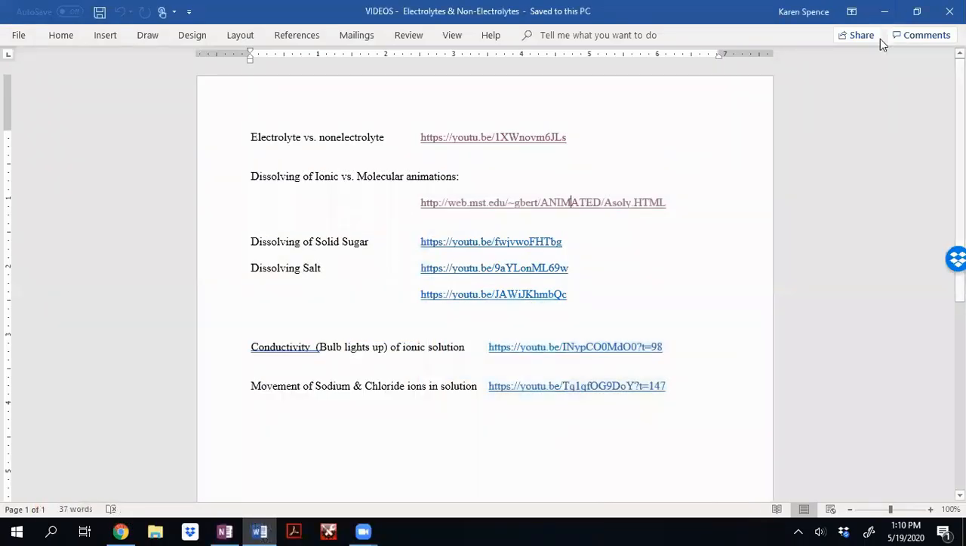let's go look at the dissolving of solid sugar, for example, because you remember that professor dissolves some sugar. And so let's go take a look at what actually happens at a molecular level when we're dissolving sugar. Go big.